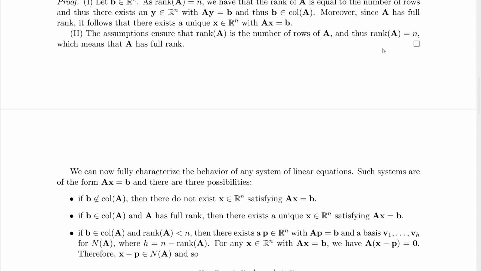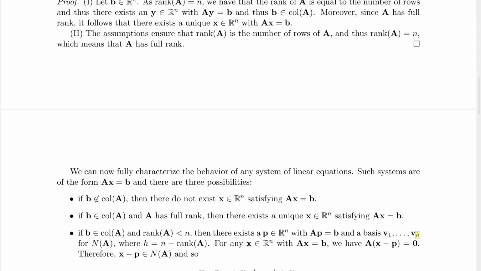Now suppose that b is in the column space and our matrix has full rank. Well, as we just demonstrated, that means there is a unique solution, so there is exactly one. And then the third possibility: we are in the column space, but we don't have full rank. Well, if we let h equal n minus the rank, that gives me that h is the dimension of our nullity, and in that case you can find a basis for your null space consisting of h elements.